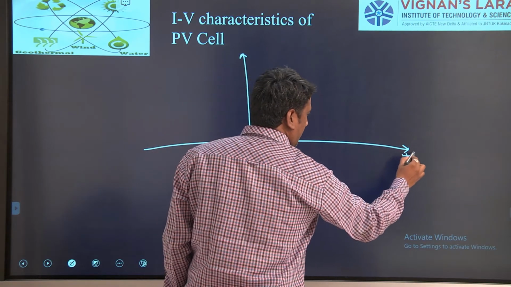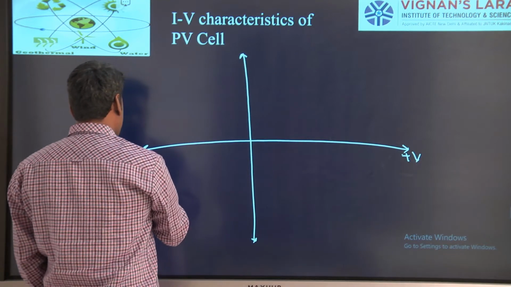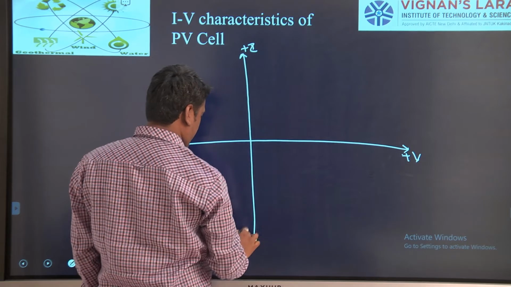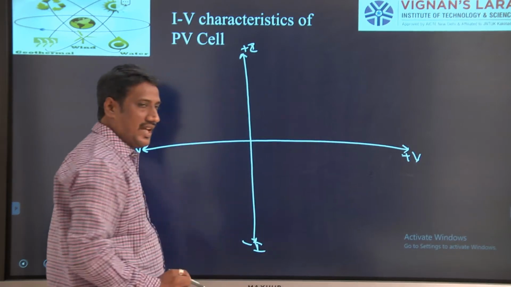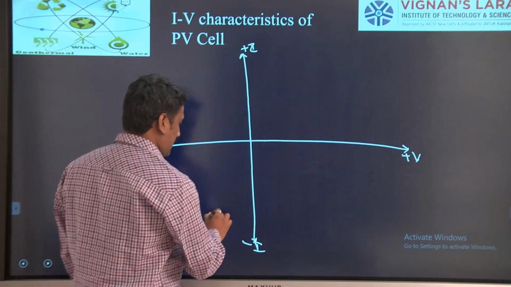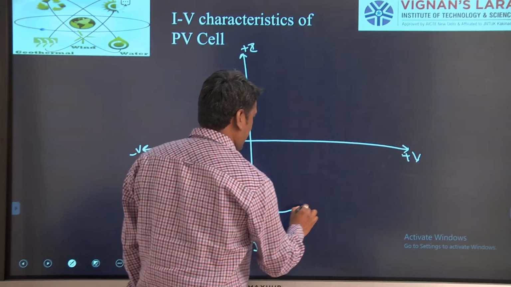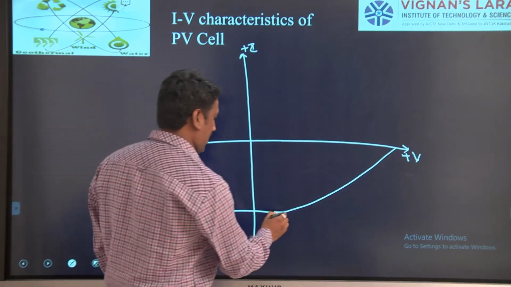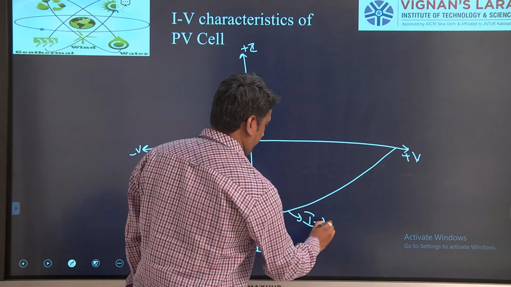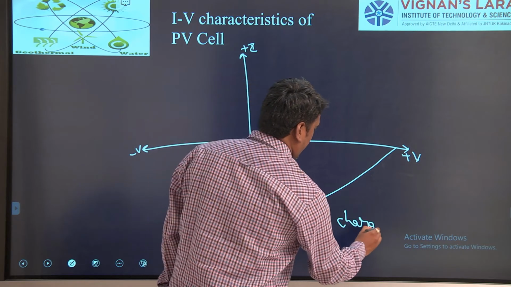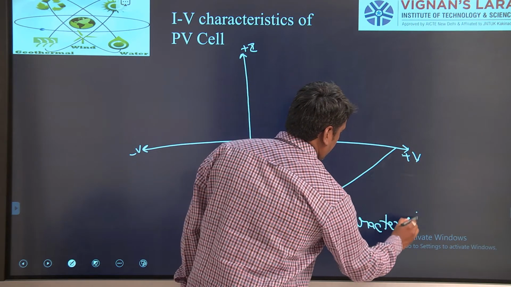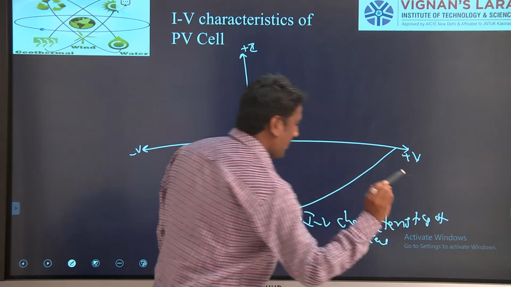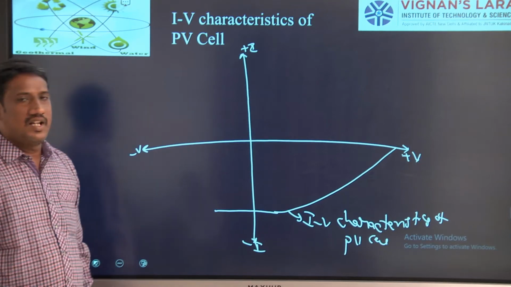Very important point. Now I am going to discuss plus V, minus V, plus I, minus I. The IV characteristics we have deduced will be like this. These are the IV characteristics of the PV cell, which was obtained from the diode characteristics.